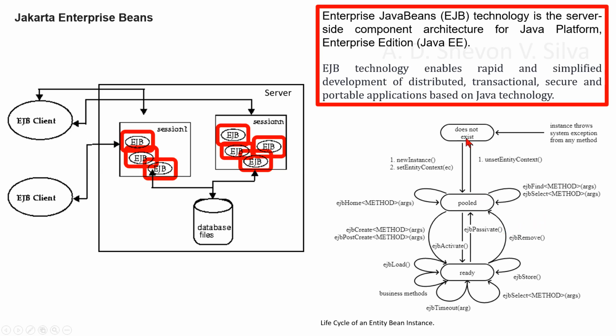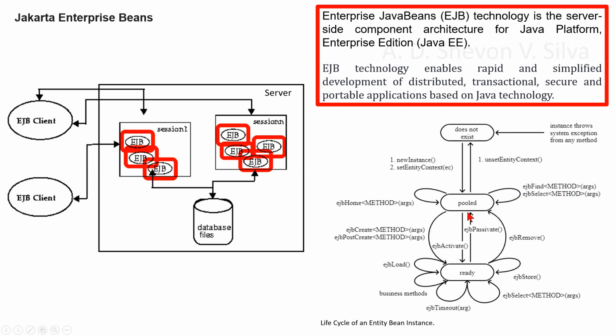Here you can see does not exist interacts with pooled. Here you can see an instance throws a system exception from any method, and it is connected to does not exist here. Does not exist is connected to pooled via new instance and set entity context. Pooled is connected to itself via EJB home method args, and pooled is connected to itself via EJB find method args and EJB select method args.